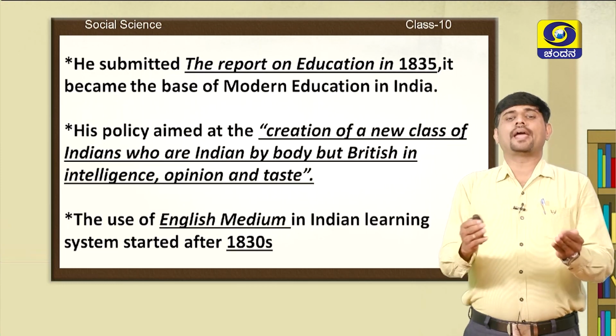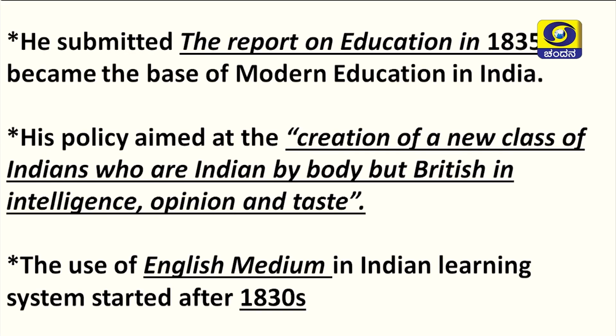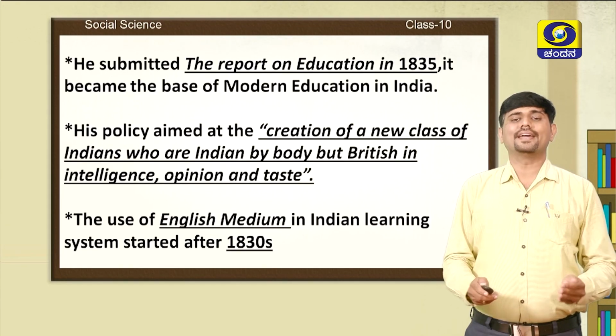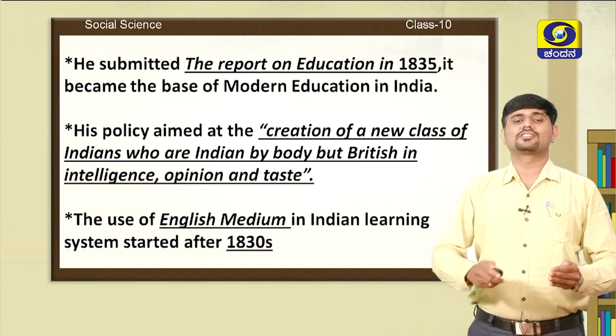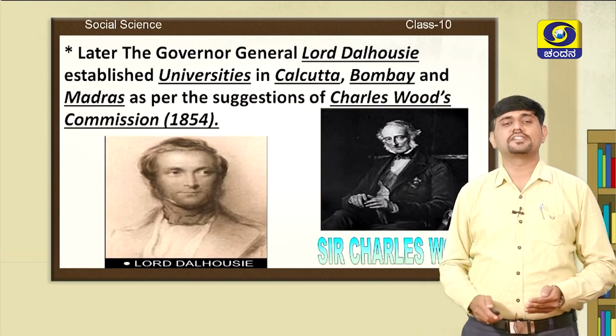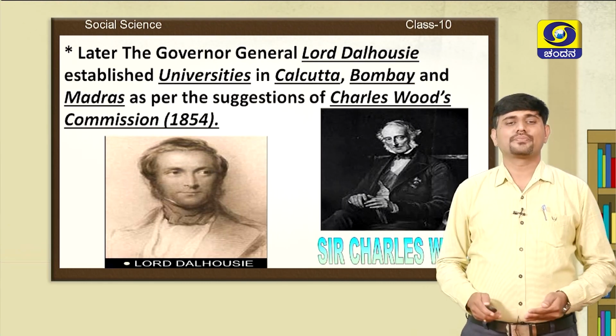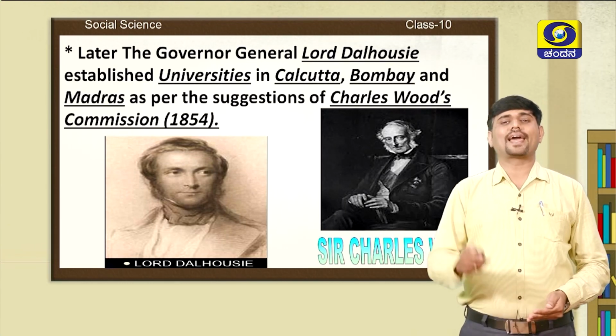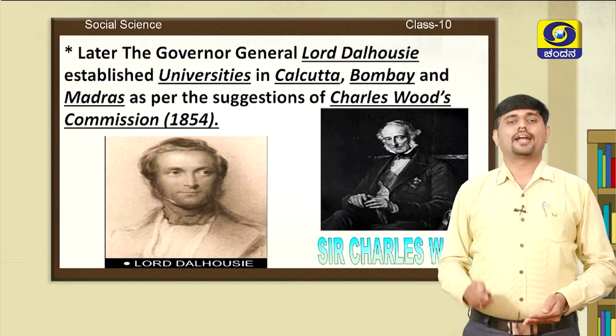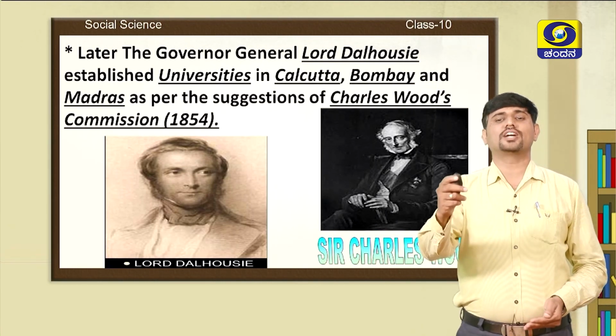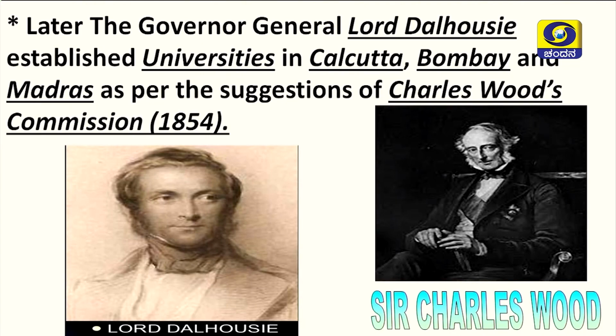His policy aimed at the creation of a new class of Indians who are Indian by body but British in intelligence, opinion and taste. That was the intention of the use of English medium in the Indian learning system started after the 1830s. Later on, the Governor General Lord Dalhousie established the universities in Calcutta, Bombay and Madras as per the suggestions of the Charles Wood's Commission of 1854.